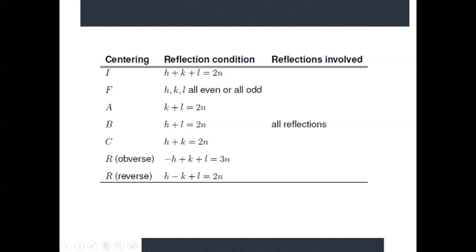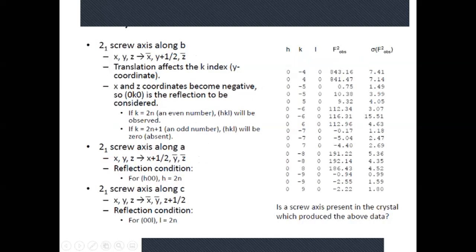And so even for R centering, you have this type of condition as well. So we've talked about screw axes, so I'm not going to dwell too much on this one because we've gone through this pretty much in depth. We've already discussed the different screw axes along the different axes of rotation. And so here, if we look at this snippet of an HKL file, we want to know, is there a screw axis present?